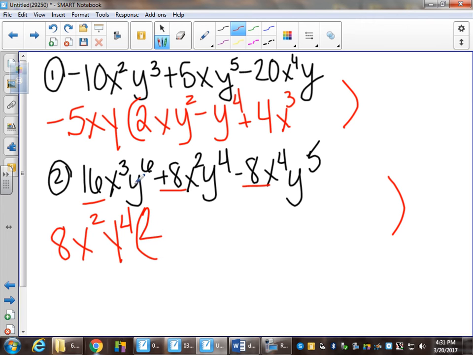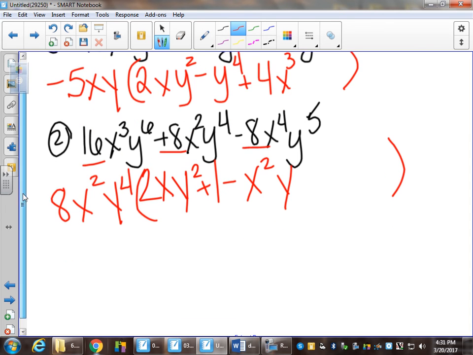16 divided by 8 is 2. We had 3 x's. We took 2. There's 1 left. We had 6 y's. We took 4. There's 2 left. 8 divided by 8 is 1. We had 2 x's. We took 2, so nothing's left. We had 4 y's. We took 4, so nothing's left. So it's just going to be plus 1. We had negative 8 divided by 8, negative 1. We had 4 x's. We took 2. There's 2 left. We had 5 y's. We took 4. There's 1 y left. So that's it. 2xy squared plus 1 minus x squared y.